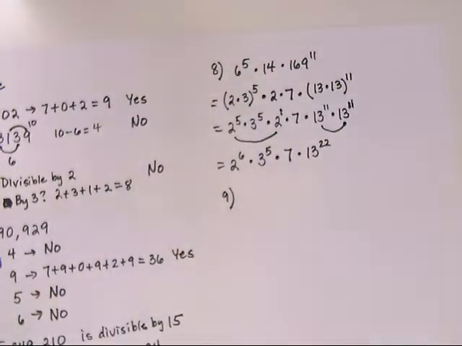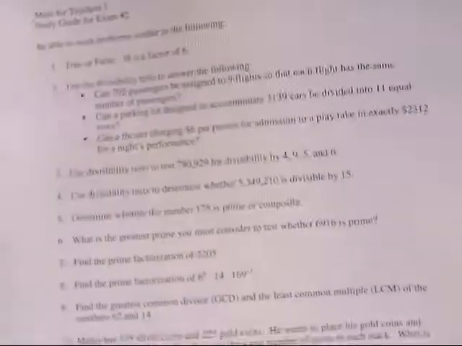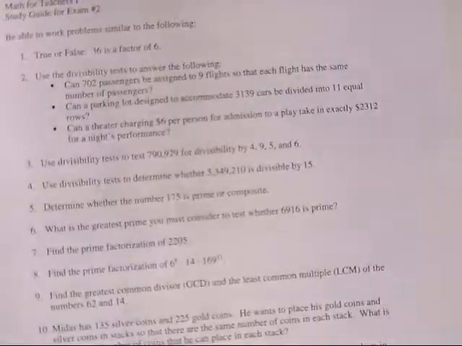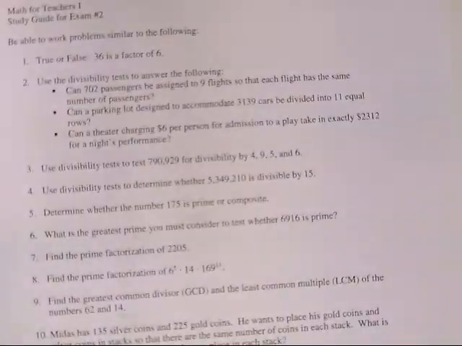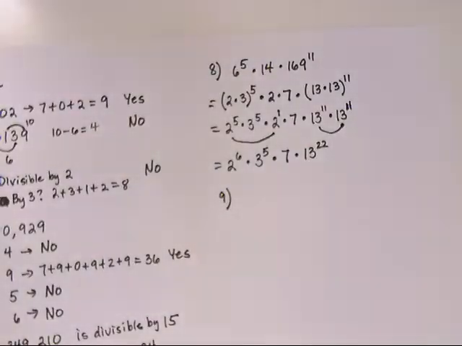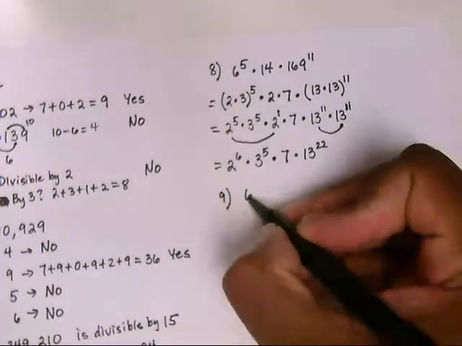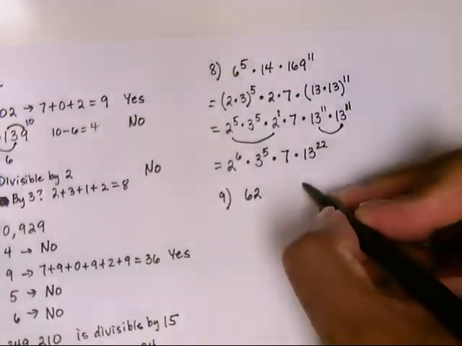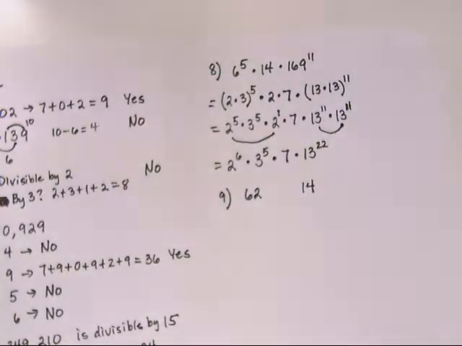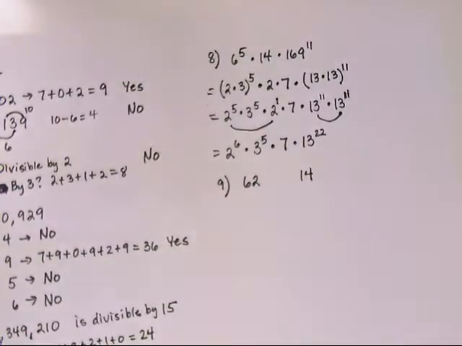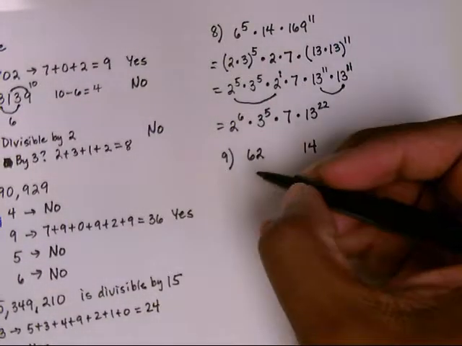Alright, number 9. Finding the greatest common divisor and the least common multiple for two numbers here, 62 and 14. We're going to find the GCD and also the least common multiple. Let's start out with 62 and 14 and write those as prime factorizations. That would be the best way to do this.